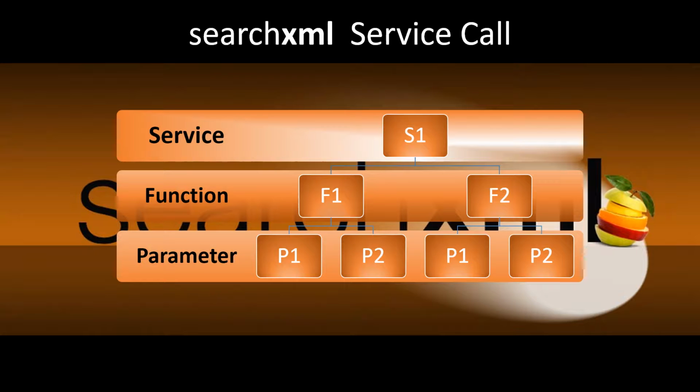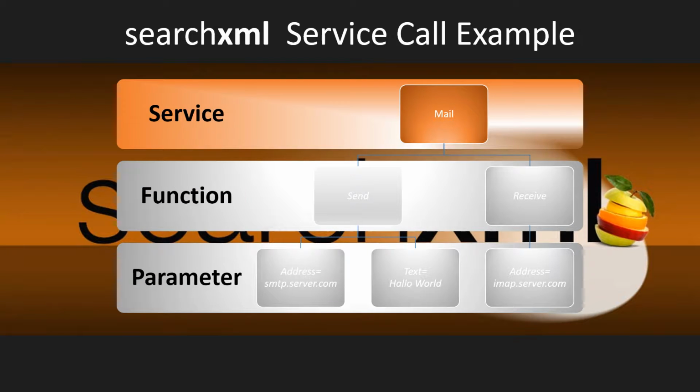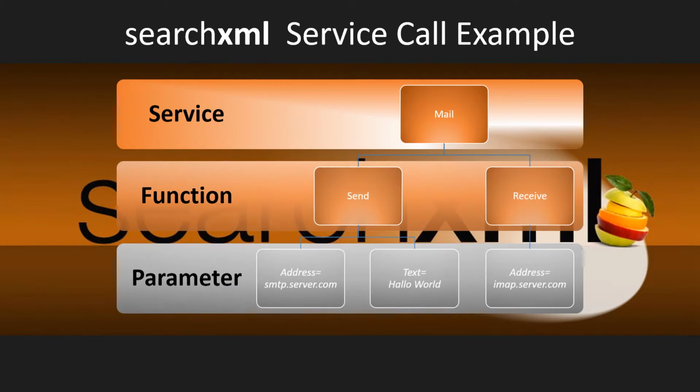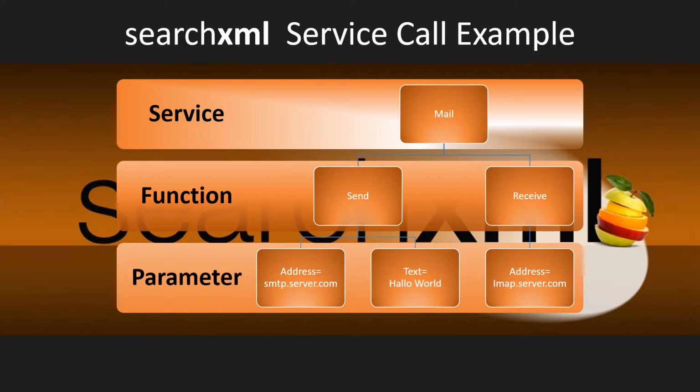Each function can handle any number of parameters. Parameters are passed as name-value pairs. The names of the parameters must be unique within the function. As an example, let's assume that a service called mail was started. The service provides the send and receive functions. We pass the parameters with the names address and text to the send function. The receive function gets the address parameter.